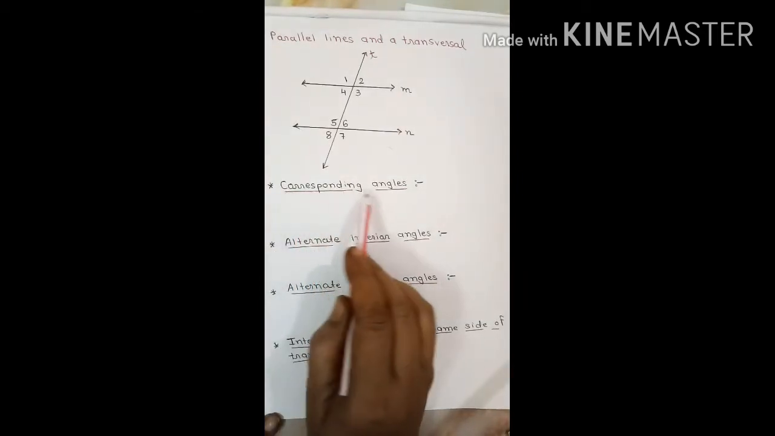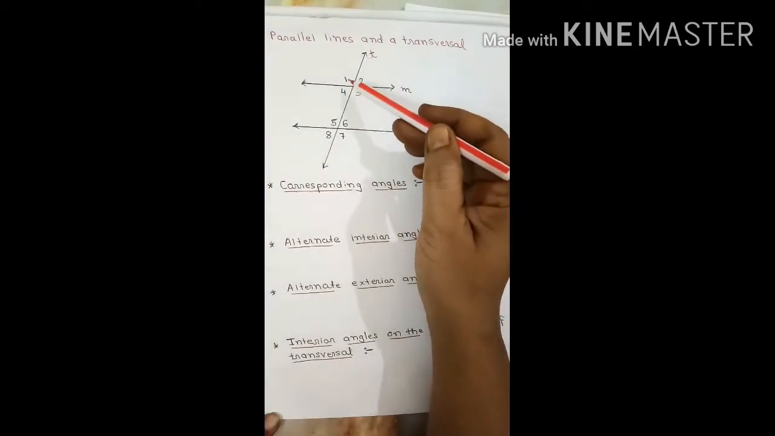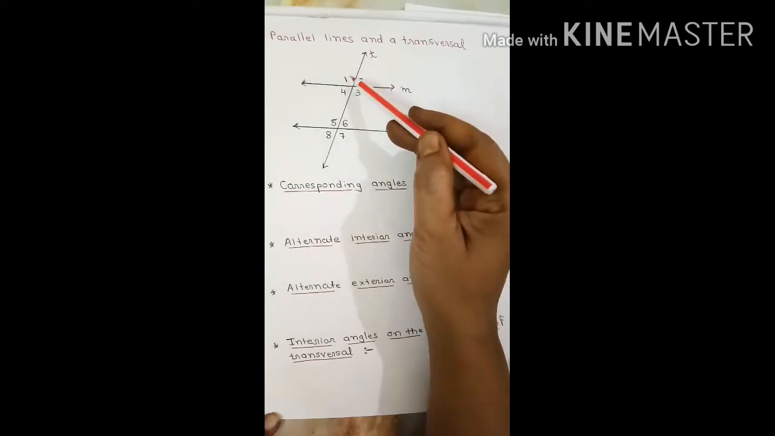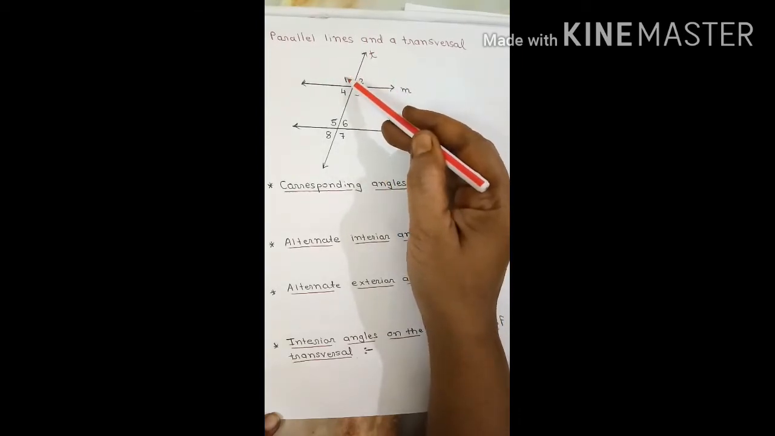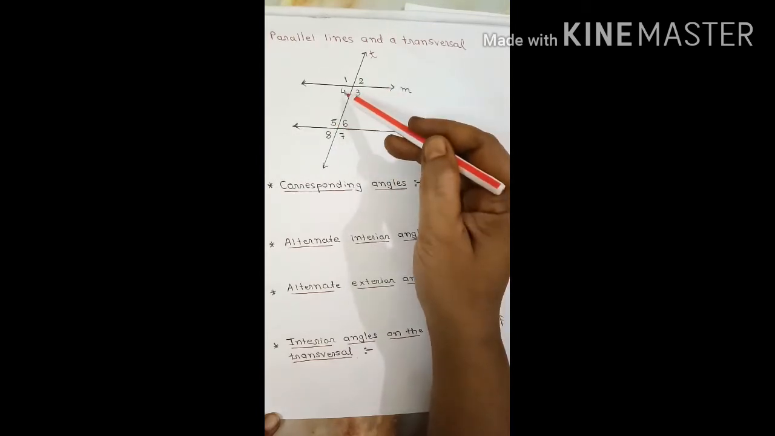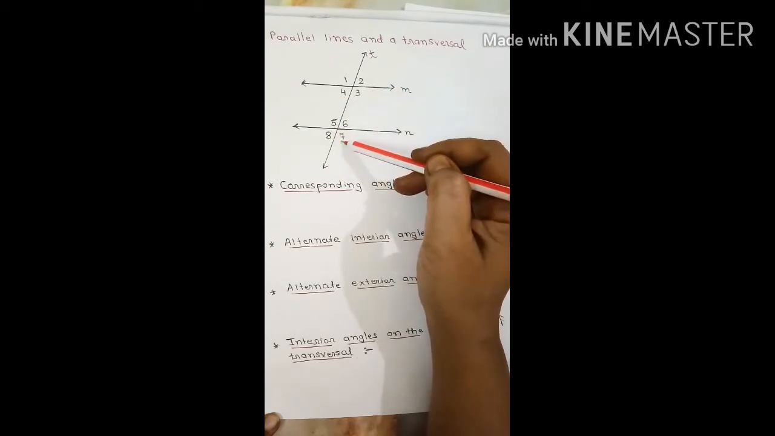First is corresponding angles. Now what are corresponding angles? The angles which are above the line on the same side of the transversal are called corresponding angles. Above the line on the same side of the transversal. So this is the transversal, same side above. So 1 and 5 are above the line. Same way here 2 and 6 are above the line. 4 and 8 are below the line. 3 and 7 are below the line.